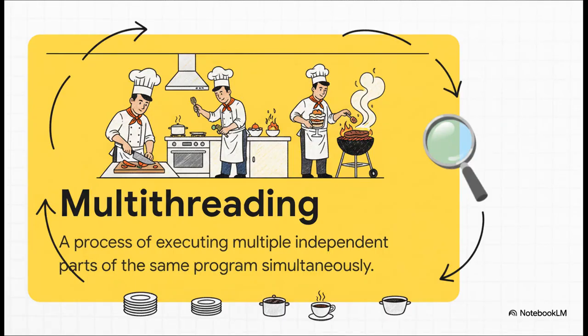So this is where multi-threading swoops in to save the day. It's basically the programming version of hiring a whole team of cooks. Instead of one poor person doing everything in a line, you've got a whole crew. One chef can be chopping veggies while another is on the grill, and a third is getting the dessert ready, all at the same time in the same kitchen. It's all about doing more all at once.